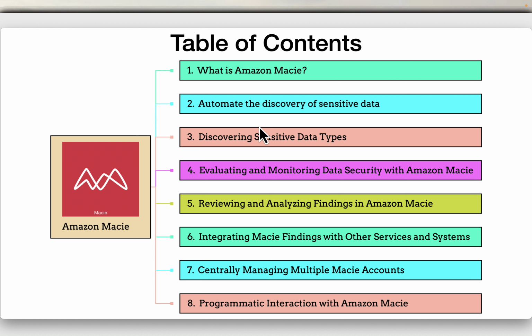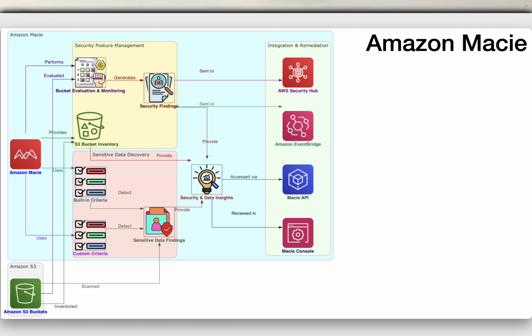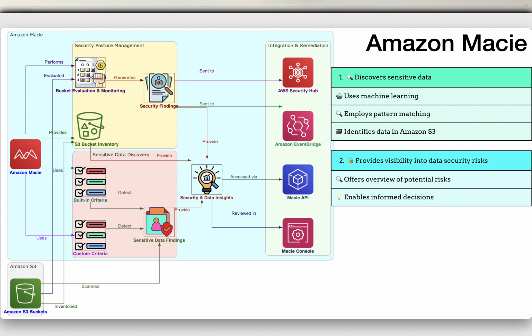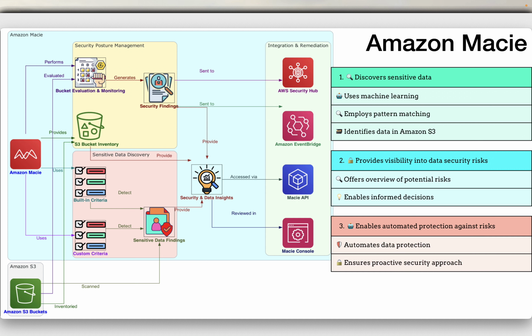So let's get started. Amazon Macie employs advanced techniques like machine learning and pattern matching to identify sensitive data within your Amazon S3 environment. Macie offers a clear overview of potential security risks associated with your data, enabling you to make informed decisions about protecting your sensitive information. With Macie, you can automate the protection of your data against identified security risks, ensuring a proactive approach to data security.